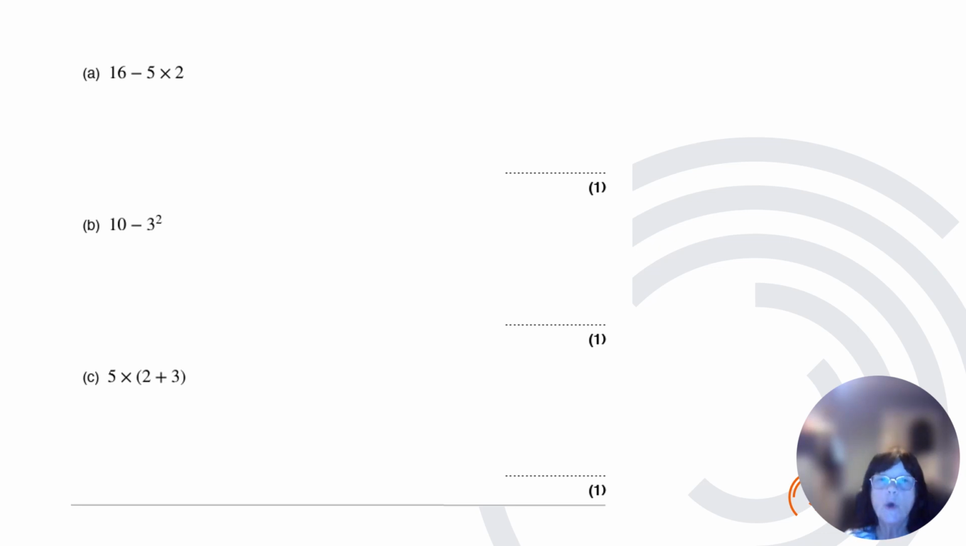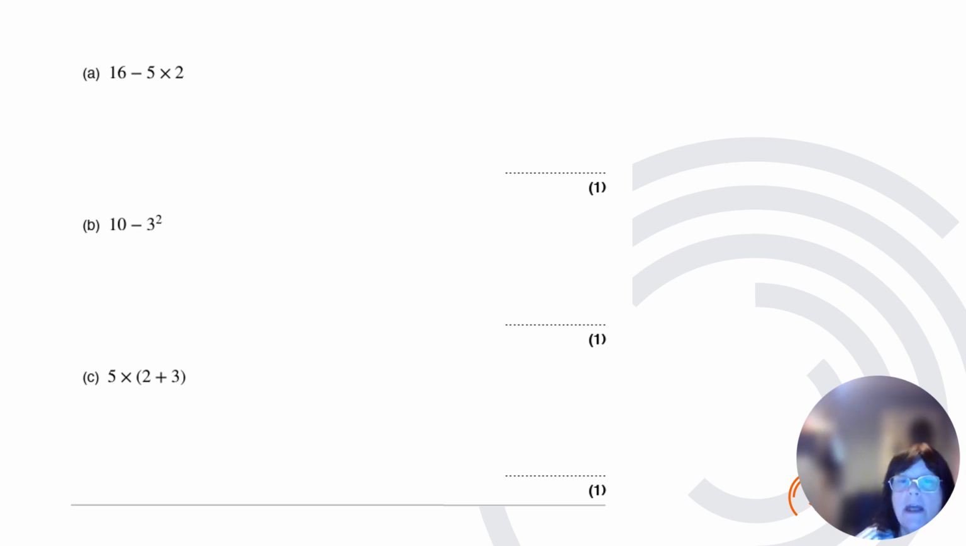Okay, so here's some quick fire ones for you to do. So have a little go. Remember to use BIDMAS. So brackets, indices, division or multiplication, and then addition or subtraction in that order. So have a little go and see how you get on. Pause the video and come back when you've got some answers for me. Okay, how did we get on?